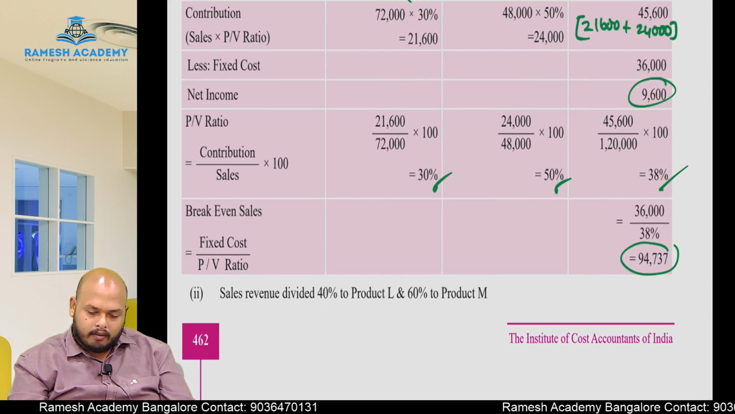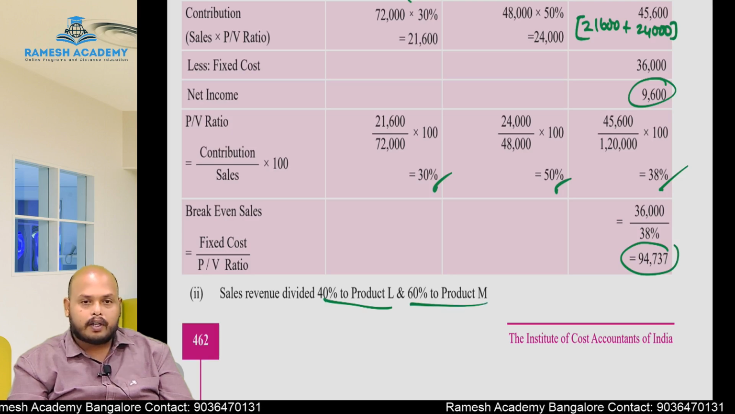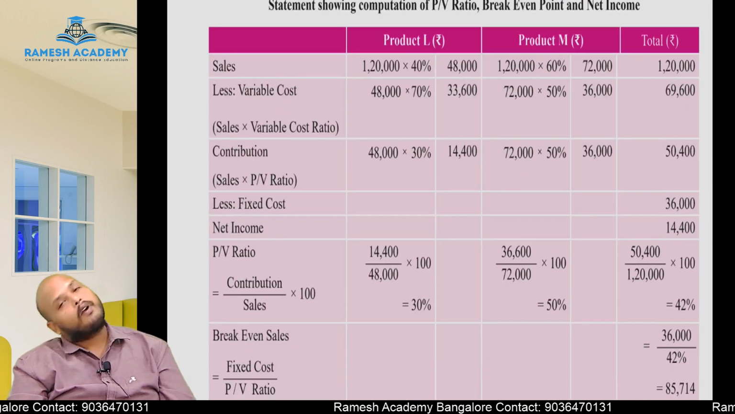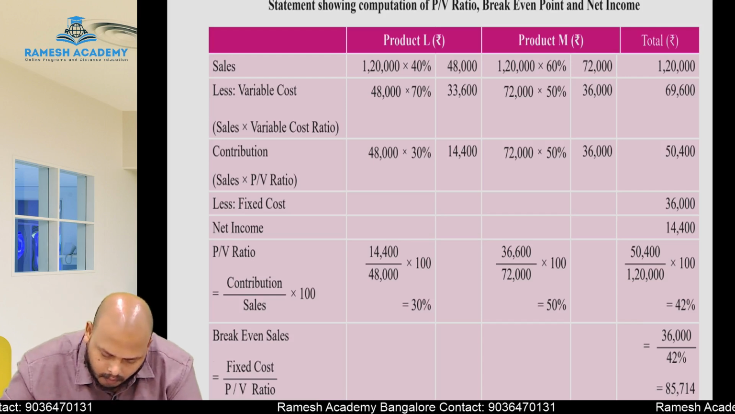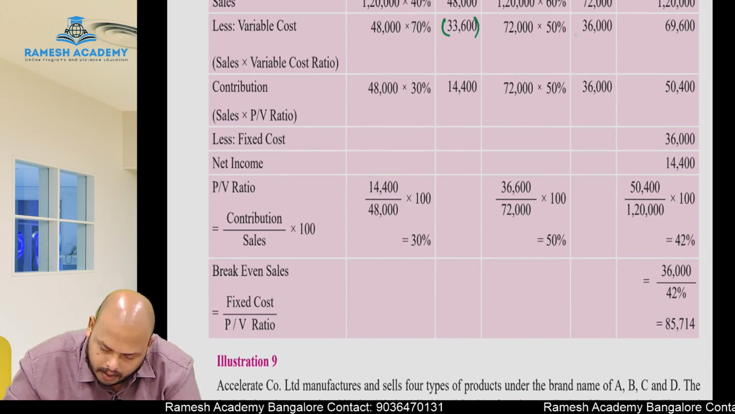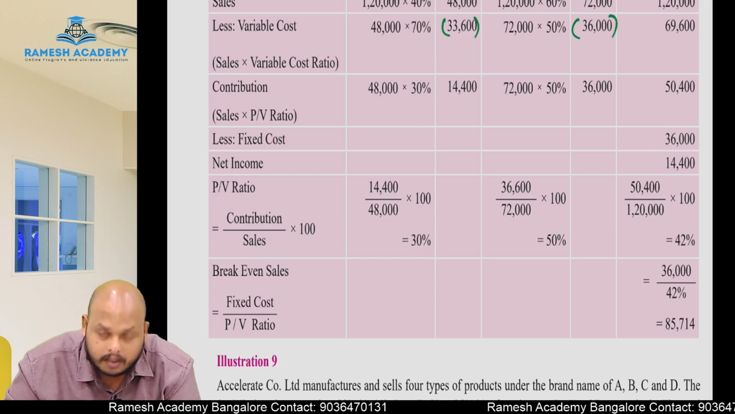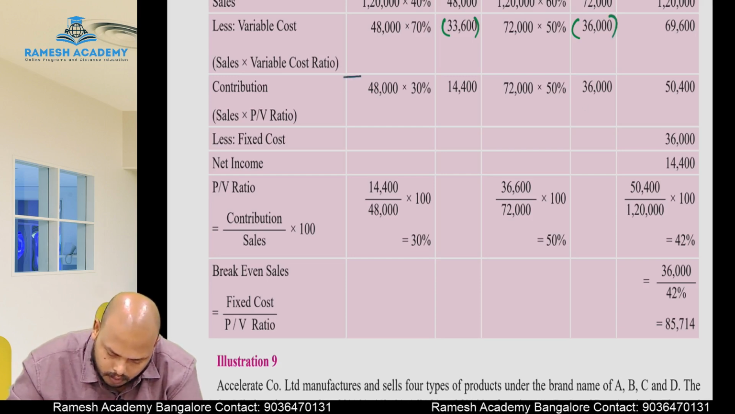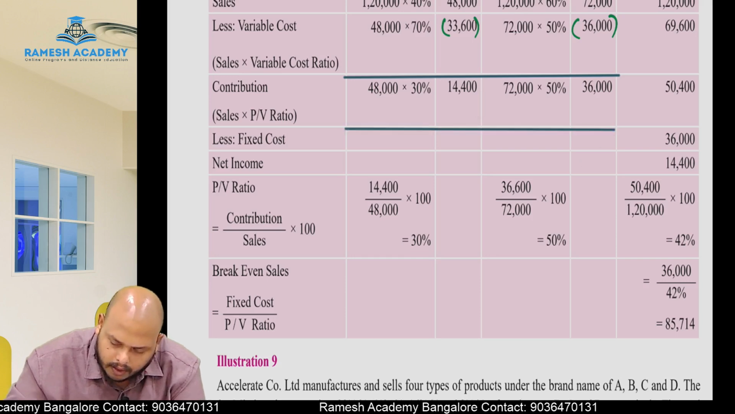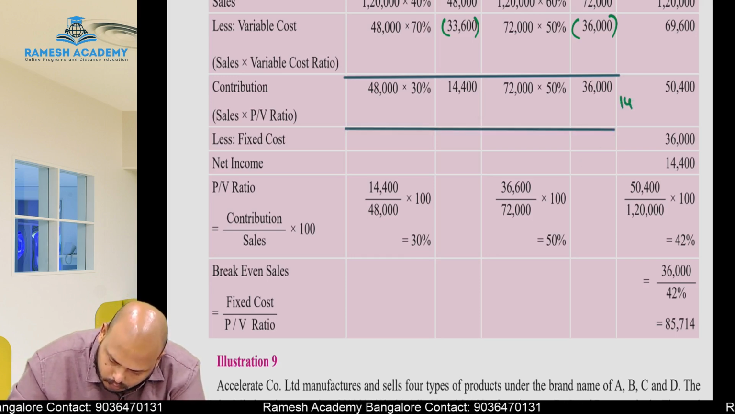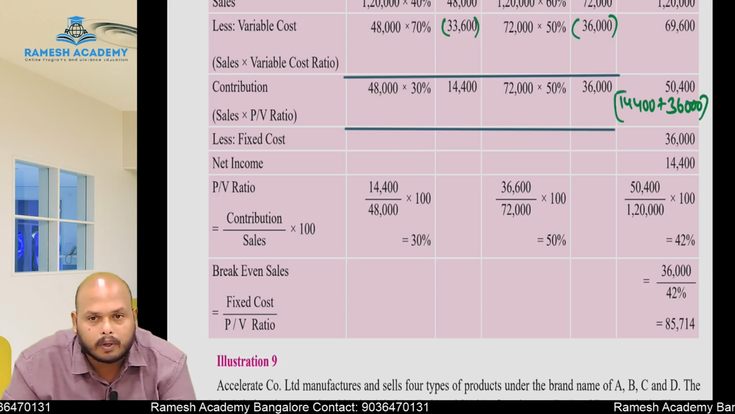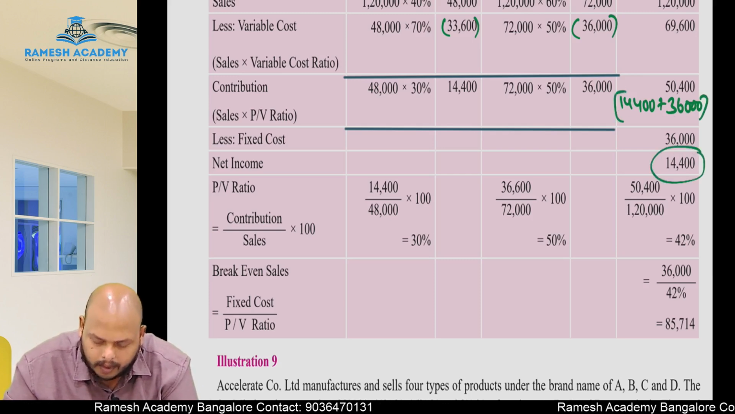Next, sales revenue is divided 40% to product L and 60% to product M. Again we have to solve the same thing now. So 1,20,000 into 40%, 48,000. Here it is 72,000. 48,000 into 70%, 33,600. So contribution is 14,400. Here 72 minus 36, contribution is 36,000. So this is the contribution. 14,400 plus 36,000, 50,400 minus 36,000, net income is 14,400.